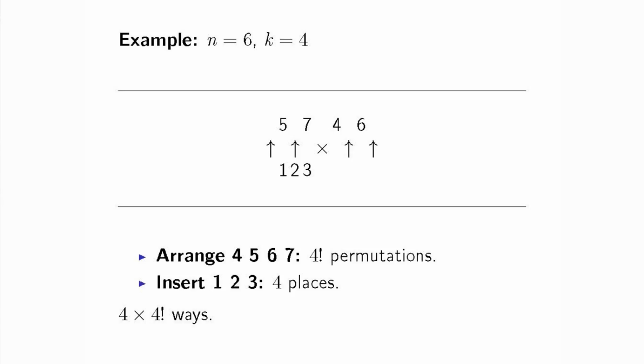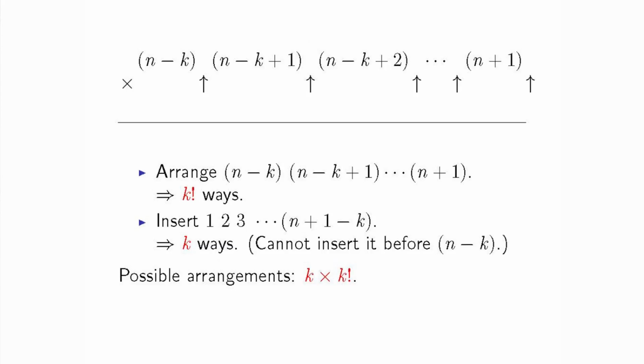So for this case, we have 4 times 4 factorial ways. So back to the general case. First, we remove 1, 2, 3 up to n plus 1 minus k. Then we have n minus k plus 1 all the way up to n plus 1. So we want to arrange them first. Then we will have k factorial ways to arrange them.